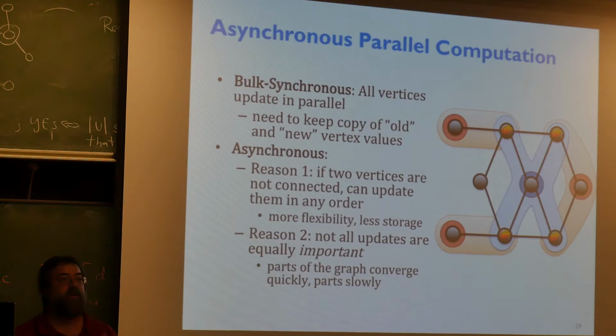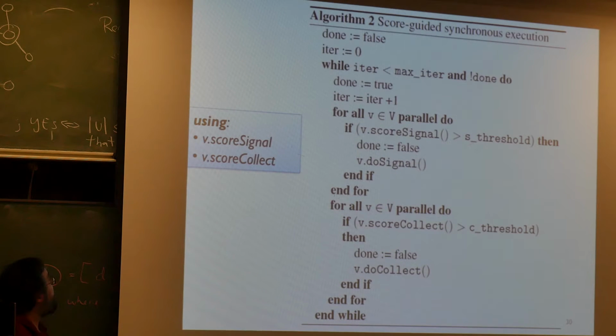So you could update everything at each step. That's perfectly correct. But maybe you're doing some extra work by doing that. Maybe you can save some time by just focusing on updates where there's a big change. So in Signal/Collect and many other systems, there's a way of focusing the resources. We're adding two more things to the API: a score for the signal operation and a score for the collect operation.